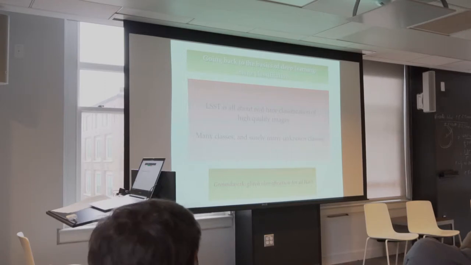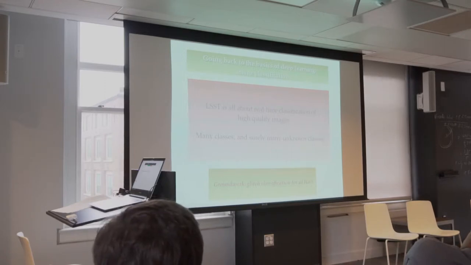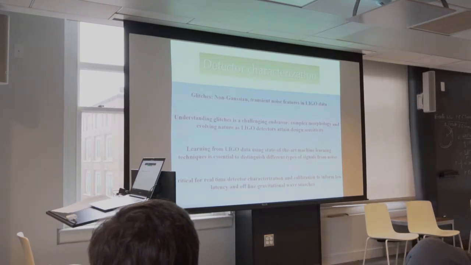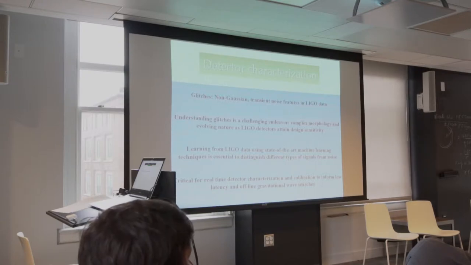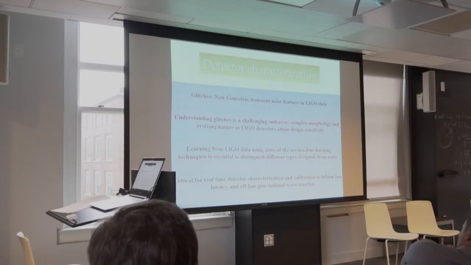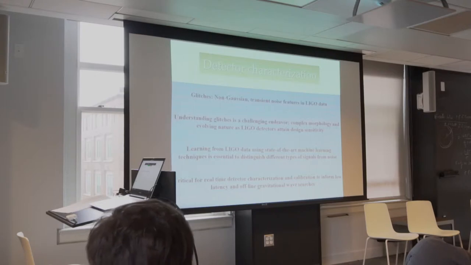So let's start with a problem that is similar to LIGO and therefore close to home. Let me talk about detector characterization, which, as you heard in the morning, is something critical for LIGO. If we do not understand the detector and the glitches, then we are in trouble. Glitches are non-Gaussian transient noise features. They describe a very deep parameter space: the duration, the frequency, and the topology is complicated.